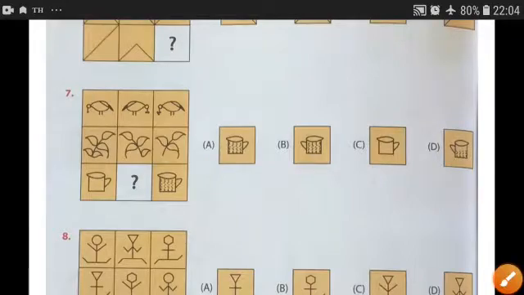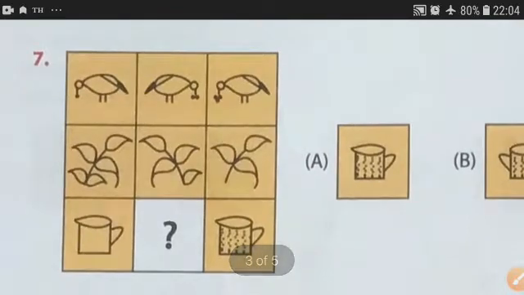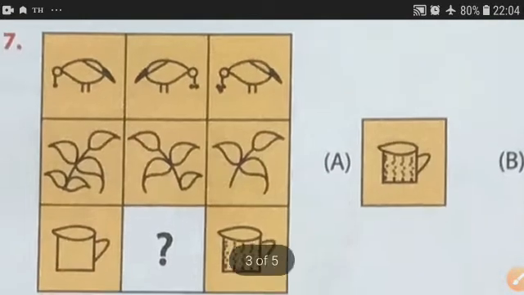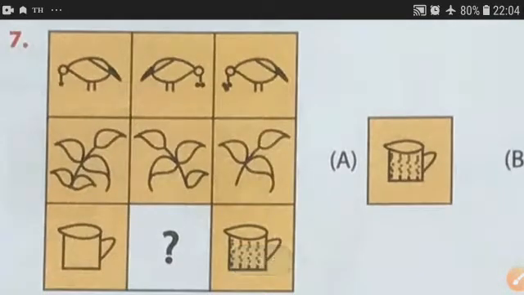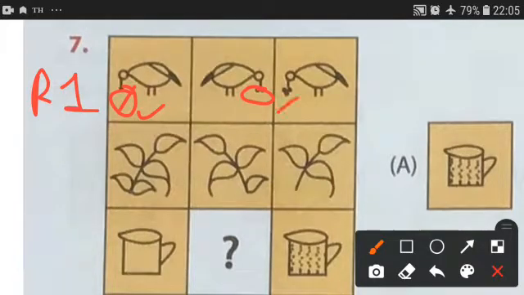Okay students, now coming to question number 7. This is also a 3 cross 3 matrix, and you can check in row 1. This is our row 1. One bird is there and it has only one seed here. Now here 2 seeds, here 3 seeds.